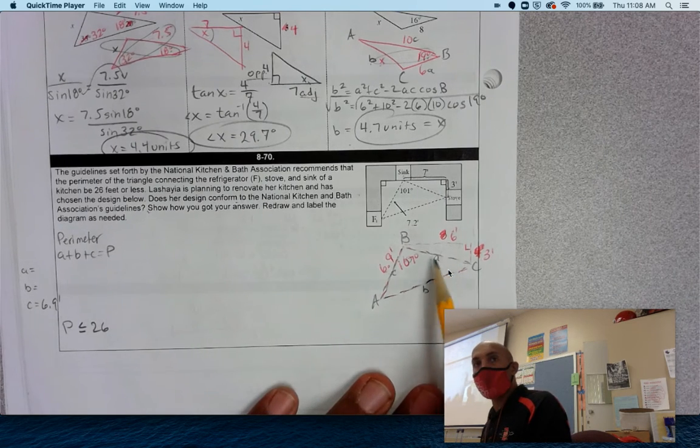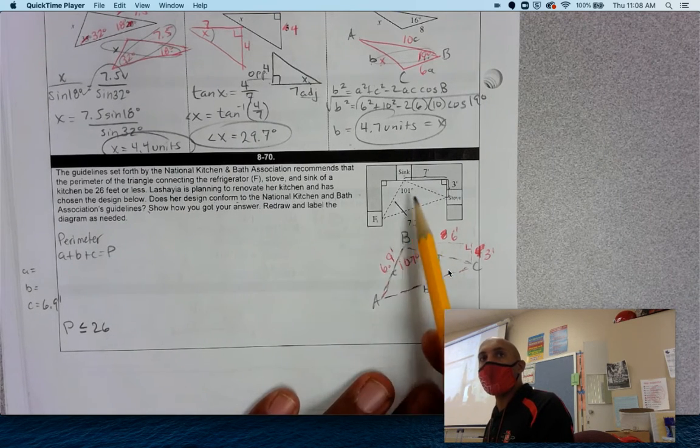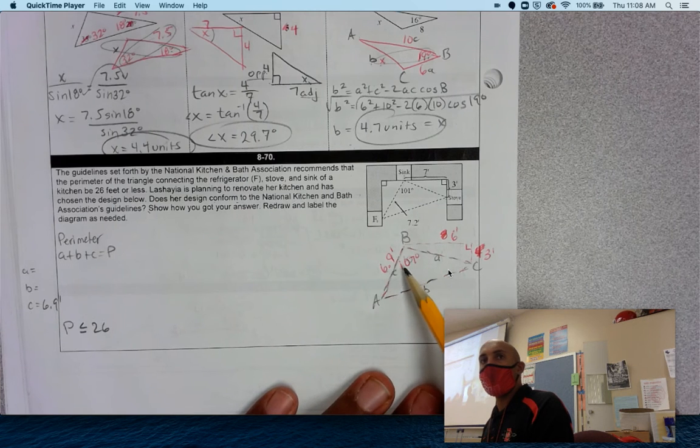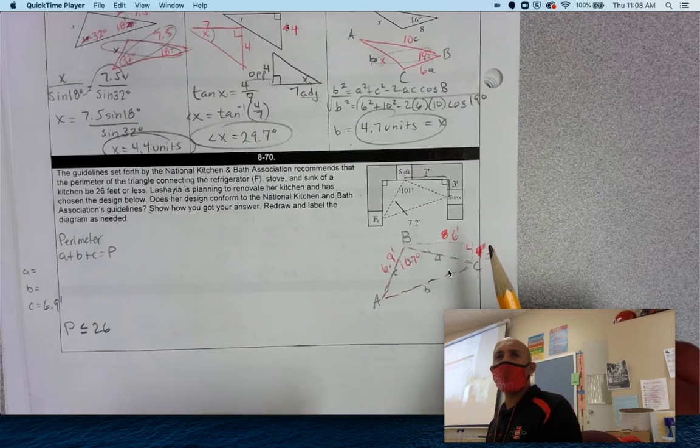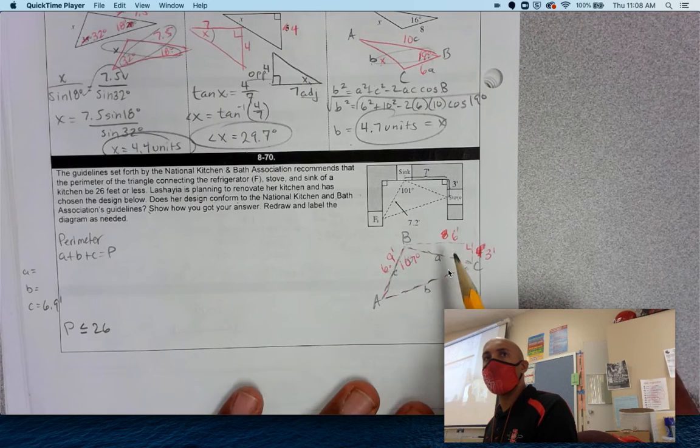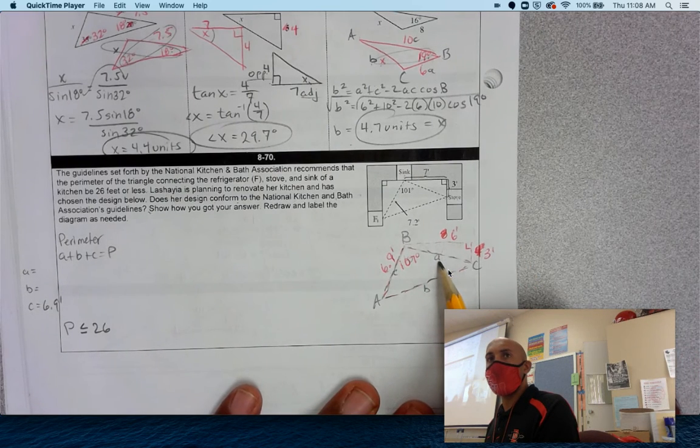Okay, so I've set up some different numbers here. Those are your numbers. These are mine. And you might want to redraw your triangle down here. It might be helpful to make it a little bigger and see where all the sides are. But let's start by finding A.